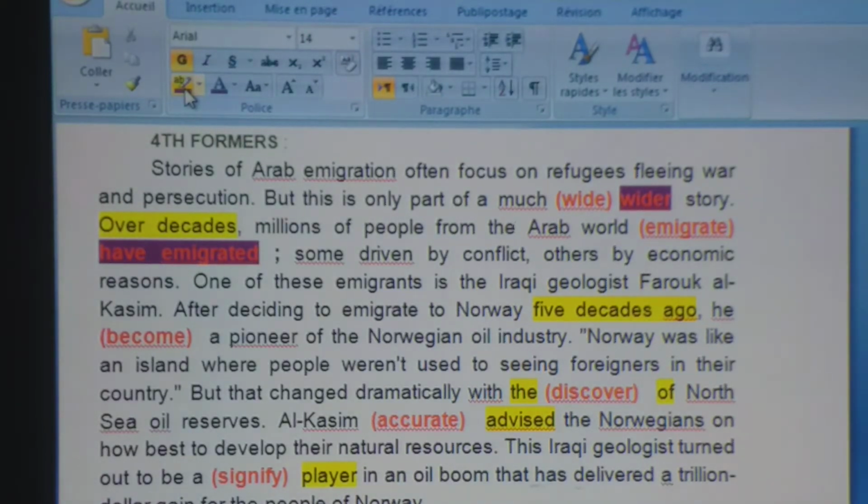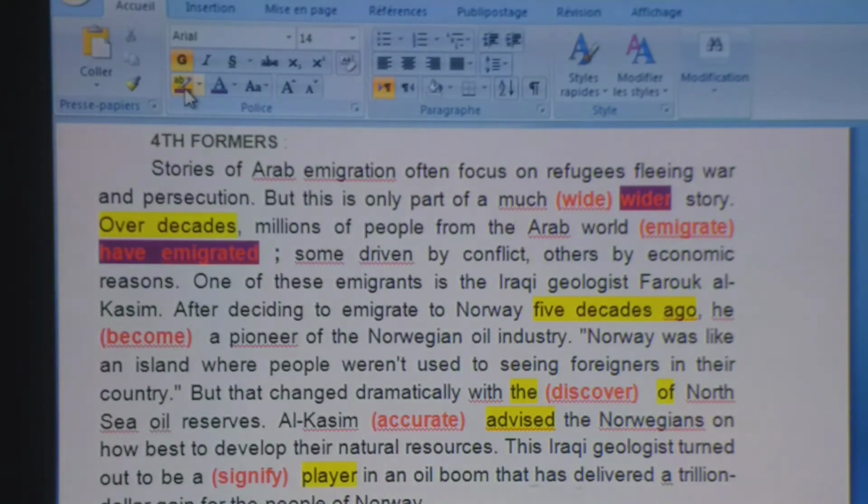So some driven by conflict, problems, it means, others by economic reasons. One of these immigrants is the Iraqi geologist Farouk Al-Qasim. After deciding to emigrate, by the way, please, you say emigrate when it is E, okay? When it is I, to come to live, we say to immigrate. And the other one is migrate, okay, nice.